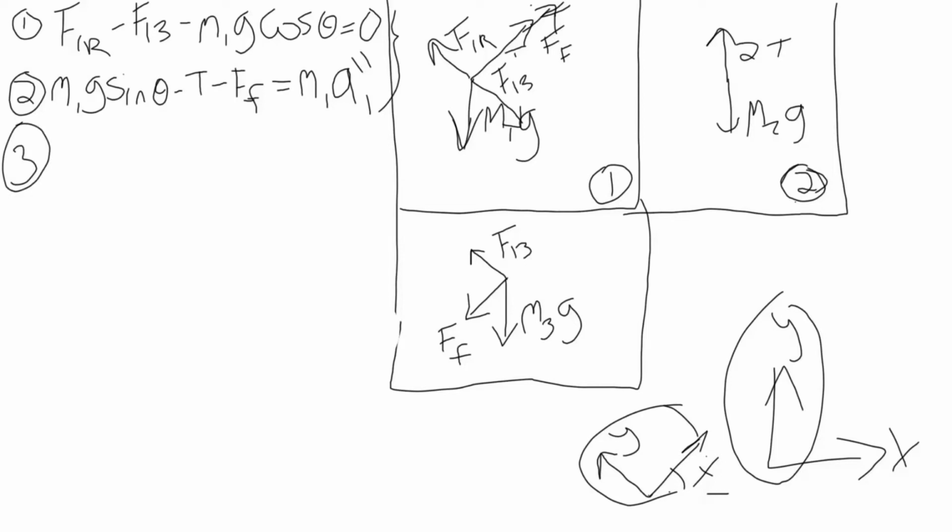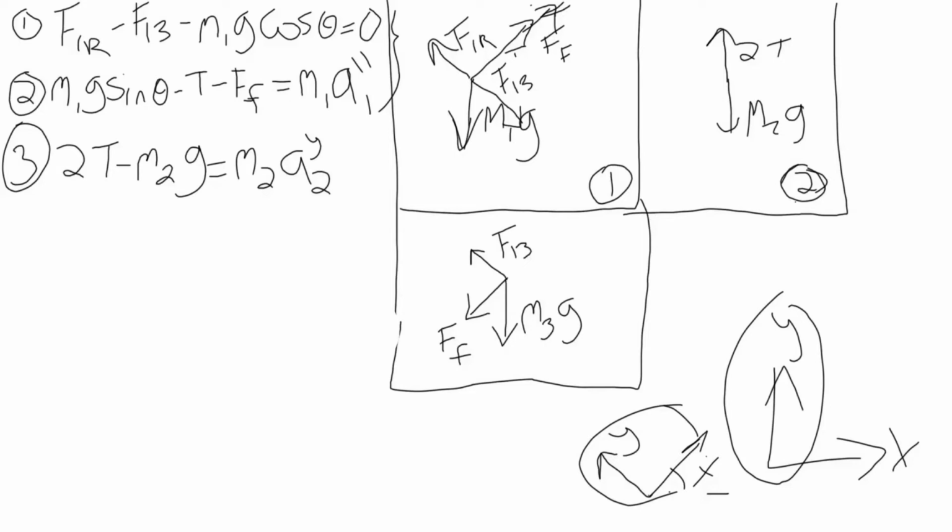Now we'll do mass 2, x and y. Well, mass 2 only has one component of motion, only has the vertical component. So I know it's moving up. I'll call up positive. 2T minus m2g is m2a2 in the y direction. It has no acceleration in the x direction, and you were given this.